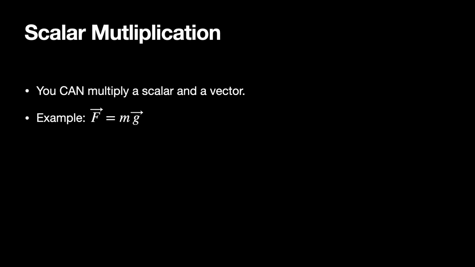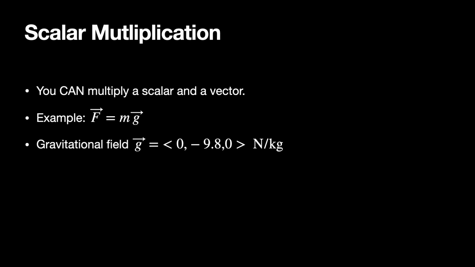What about scalar multiplication? You can indeed multiply a scalar and a vector value. In fact, in the first semester of physics, you do this all the time. What's the gravitational force? It's mass times g. g is the gravitational field, with a value of 0 in the x component, negative 9.8 in the y direction, 0 in the z direction, and it has units of newtons per kilogram. I'm using my angle bracket notation because I think that's cool. So I just want to multiply that by the mass to get the total force.